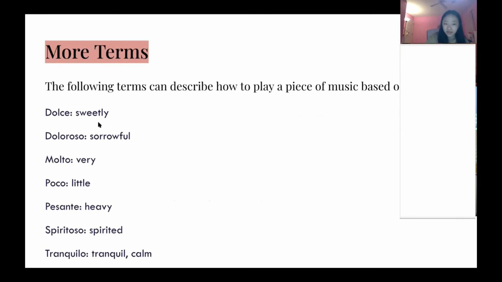Okay, so dolce means sweetly, doloroso means sorrowful, molto means very, and as you saw before, poco means little. Pesante means heavy, so if you have a passage that's pesante, you probably have to play it heavily. And then spiritoso means spirited, you can see that in the word. And then tranquillo means tranquil and calm. So there's just a few of those types of words.